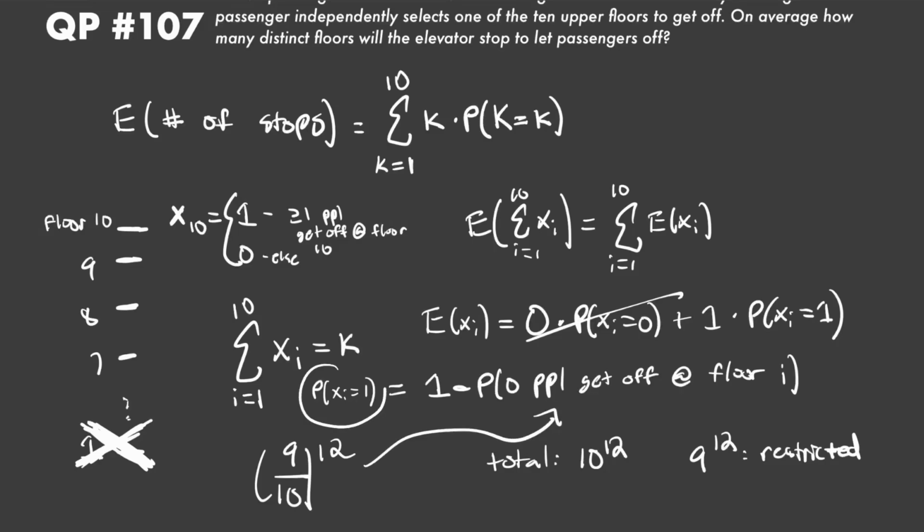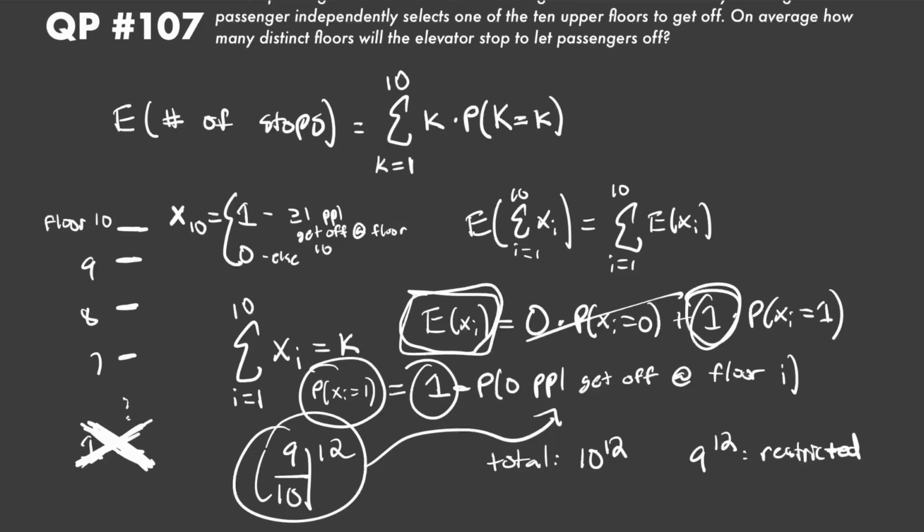So the probability that x sub i is equal to 1 is just going to be equal to 1 minus this number right here, and then we multiply that by 1, and that will be our expected value for this indicator. But then to get the expected number of total floors that we get off at, we're taking the sum of all of these indicators.